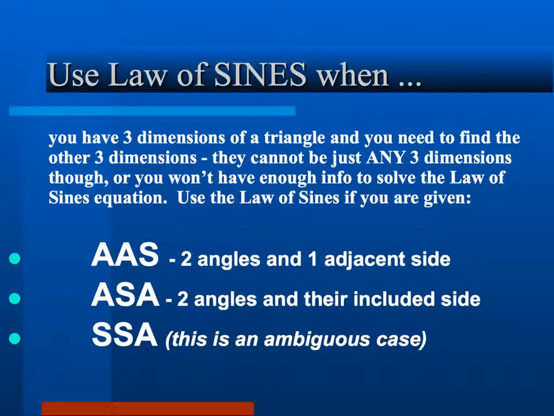And the way that we tell the information, angle, angle, side, or side, side, angle, is to draw the picture, label the information, and then figure out if the side is in between the 2 angles, or if we have angles next to each other and then a side off by itself. And when we have a scenario like that, we know we have the right material to set up the law of sines.